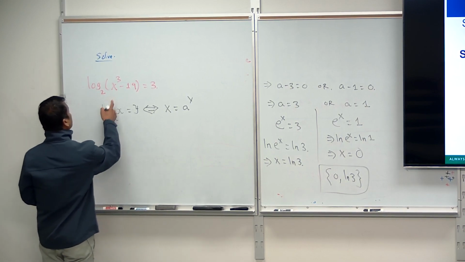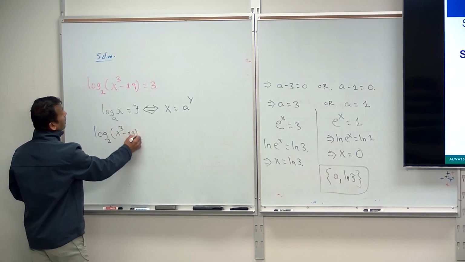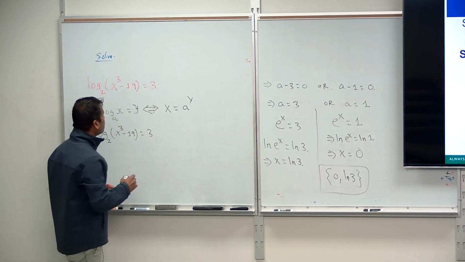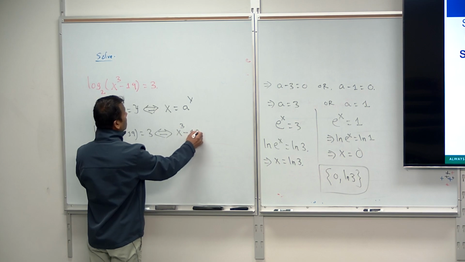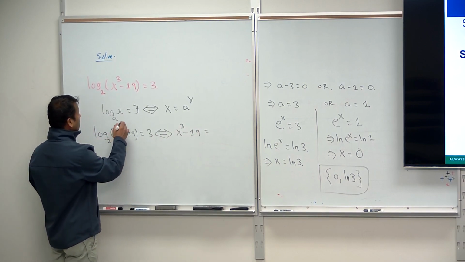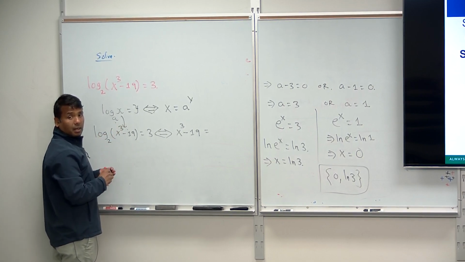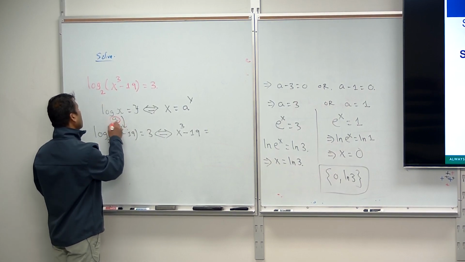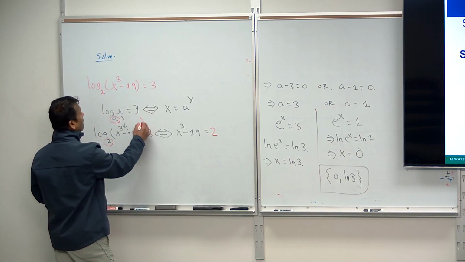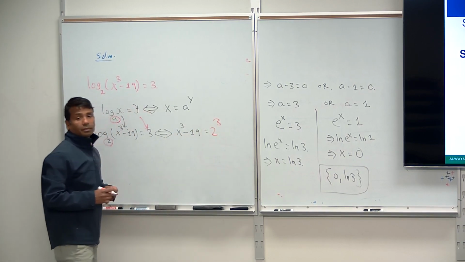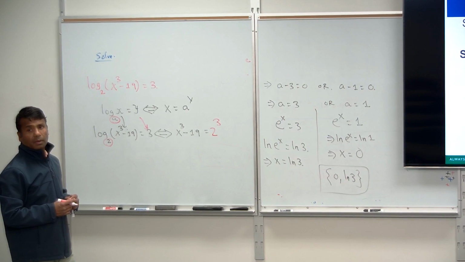So now, what do you have here? Logarithm with base 2 of x cubed minus 19 equals 3. This is equivalent to x cubed minus 19 equals, look here, in place of x you have x cubed minus 19. In place of a, you have 2, right? So 2 to the power, what is the value of y? 3. Did you get it?